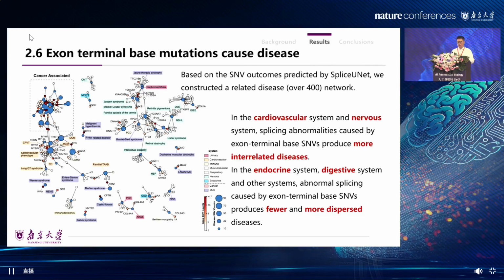We constructed a disease network based on all the exon terminal G mutations. We observed interesting patterns. The diseases were not randomly distributed, but clustered heavily in the cardiovascular and neurological systems. In contrast, in the endocrine system, digestive system, and other systems, abnormal splicing caused by exon terminal-based SNVs produces few and more dispersed diseases.